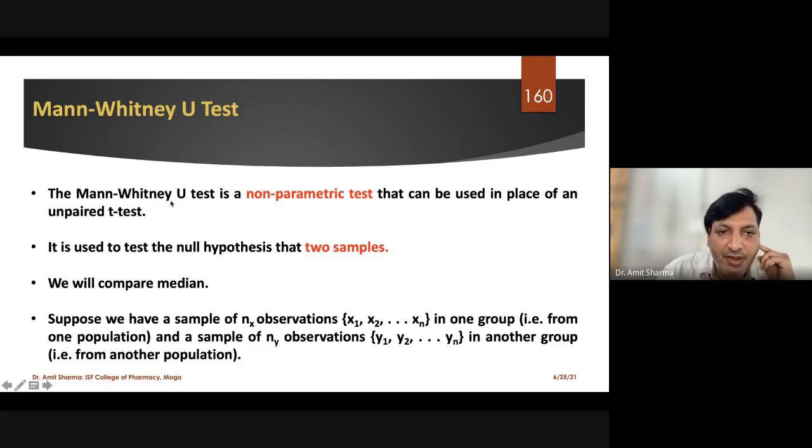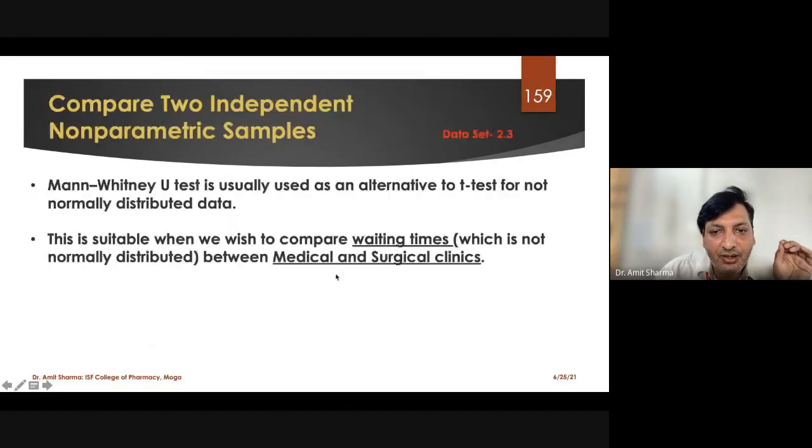So what is that? Mann-Whitney U test is a non-parametric test that can be used in place of an unpaired T test. Now, why have I called it unpaired? Because there is no correlation between medical and surgical ward. Both wards are independent. The readings which you have taken from the medical ward are separate, and the readings taken from the surgical ward are separate. Both are not from similar patients. The person going to the medical ward is not going to surgical, and those going to the surgical ward are not going to the medical ward. Both are independent, so these are unpaired.